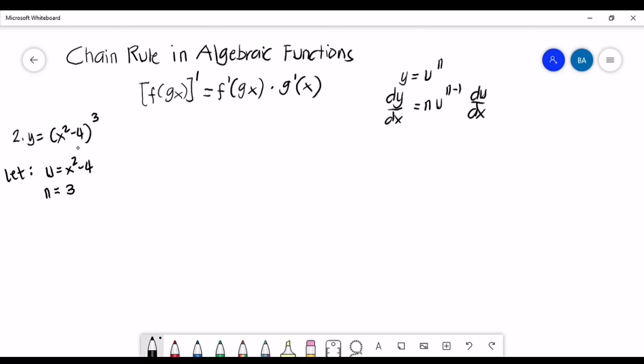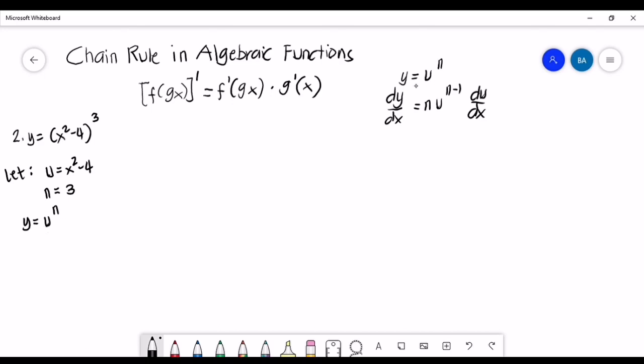So what happens is our y will look like this: y equals u raised to n, right? Our u is x squared minus 4, and our 3 is our n. So now we can apply the power rule. As you observe, this is already under the power rule because y is equal to u raised to n, the same as in the power rule.